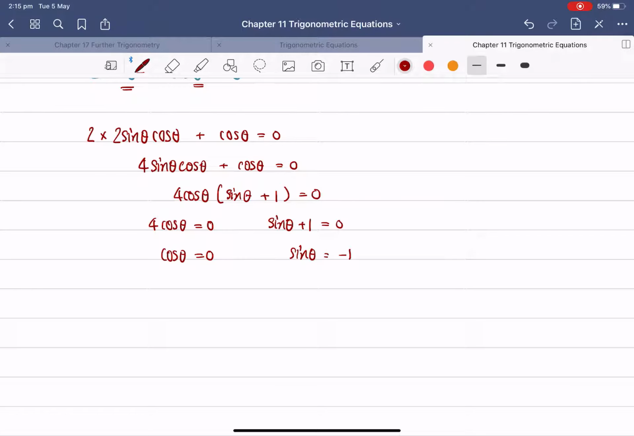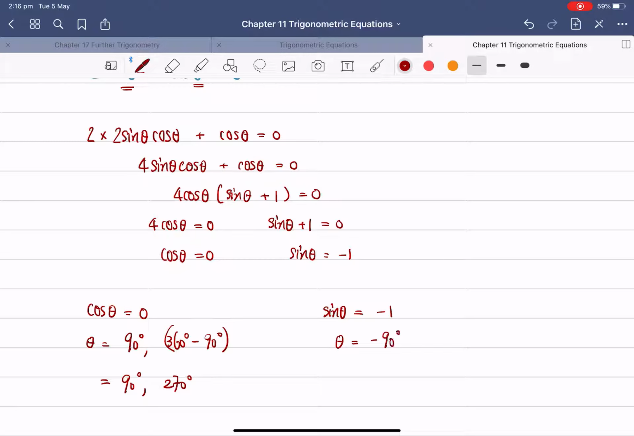For the first one, cos theta equals 0, theta is pi on 2. Oh wait, we're using degrees this time, so it's 90 degrees. The second angle you get is from all stations to central, which is 360 degrees minus 90 degrees for cosine. That gives you 270 degrees. Now for the sine on the other side, sine theta equals minus 1. Theta is minus 90 degrees.